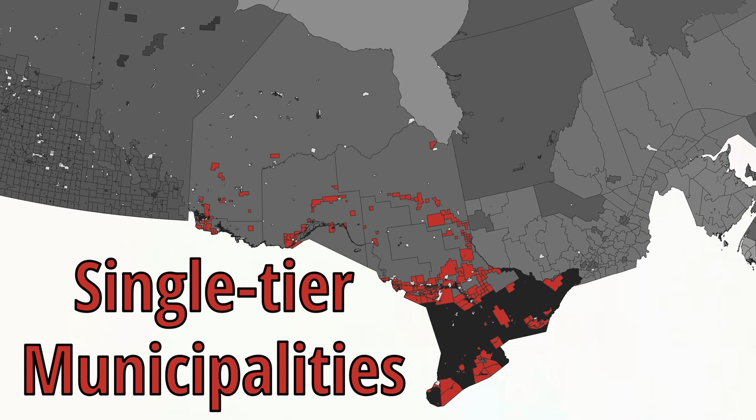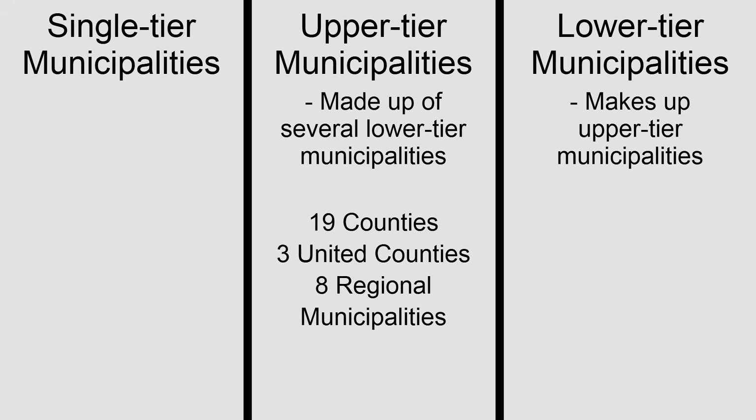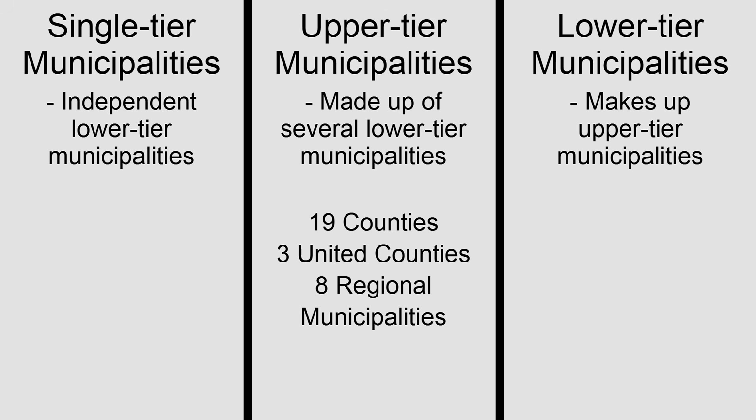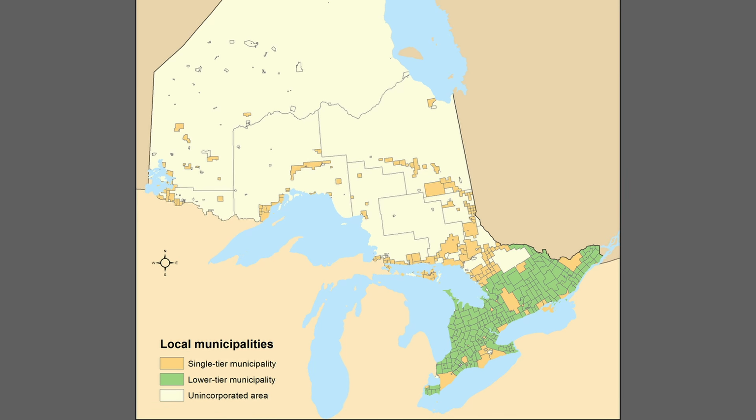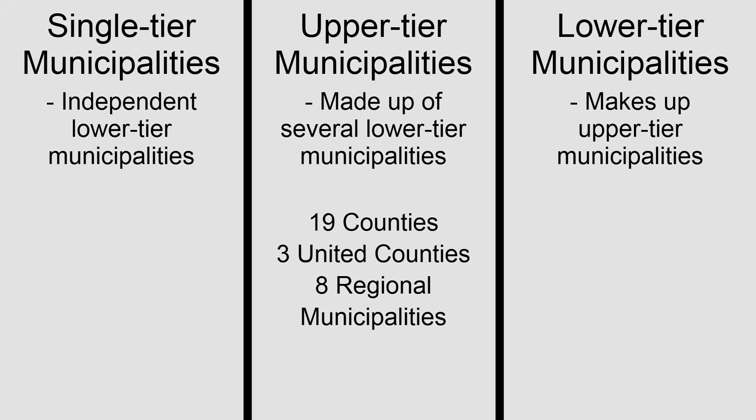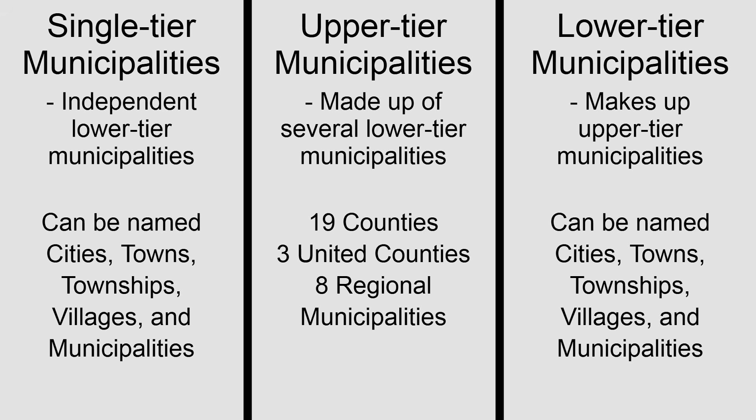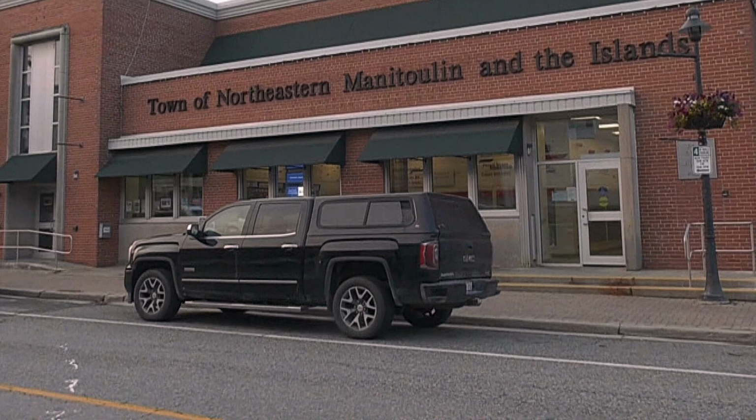Then there are single tier municipalities. As the name would suggest, these are basically lower tier municipalities, but they are not part of an upper tier, thus forming a single-tier municipality. These single-tier municipalities provide all of their local services, and they can have the city, town, township, village, or simply municipality designation. But these titles do not differ in any way.